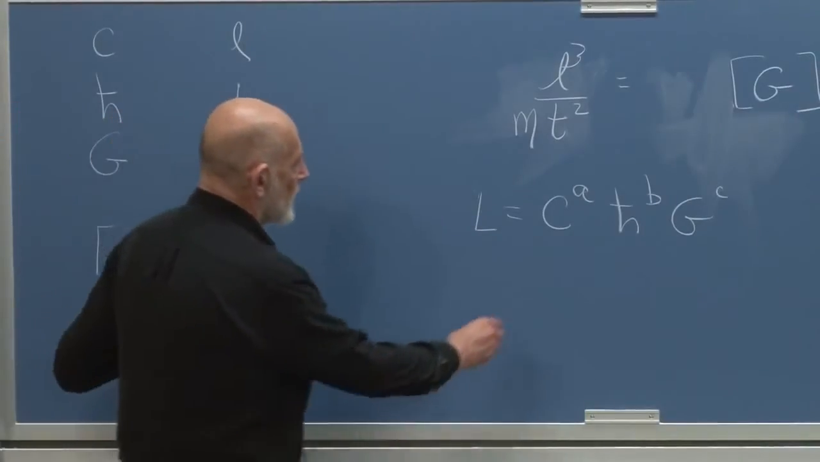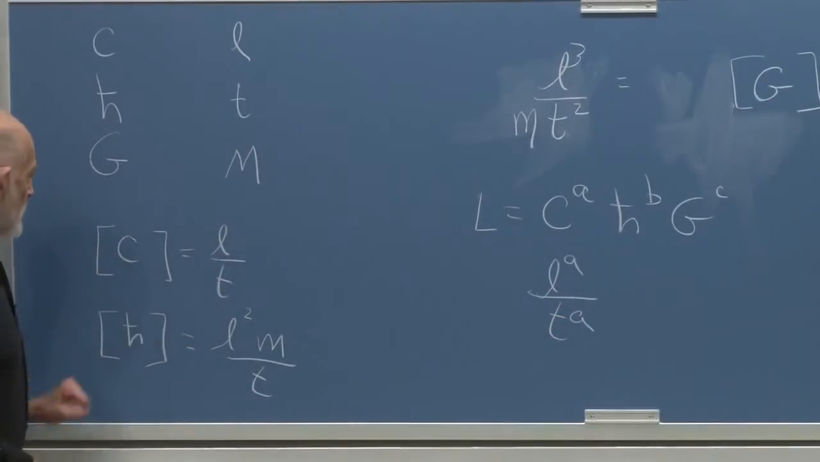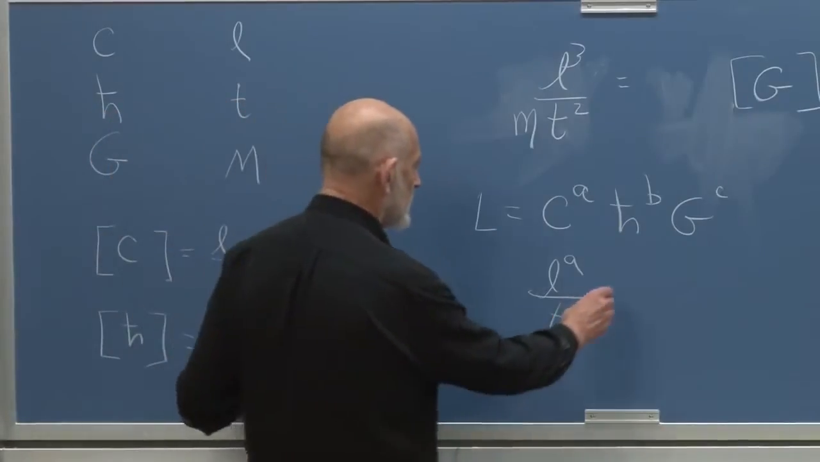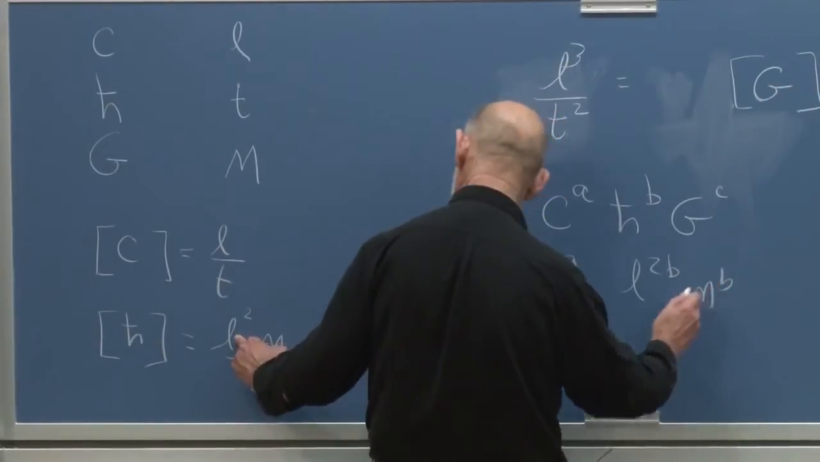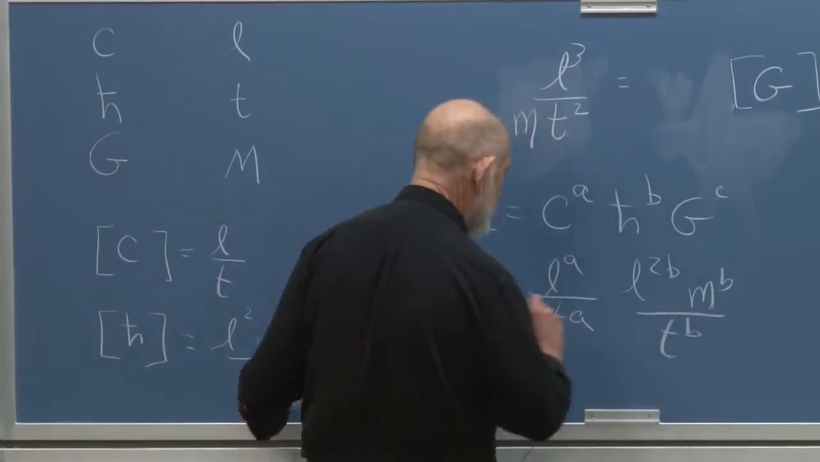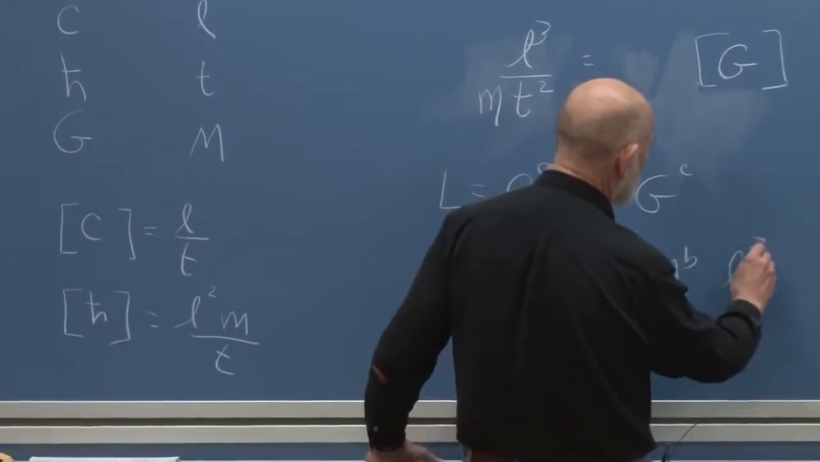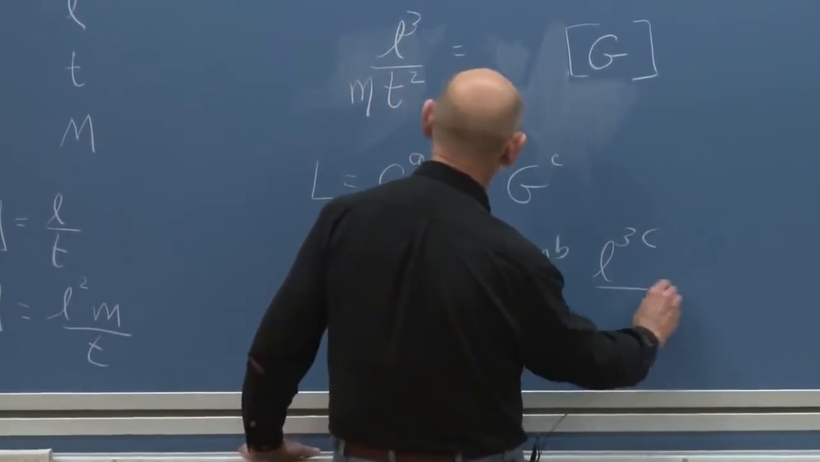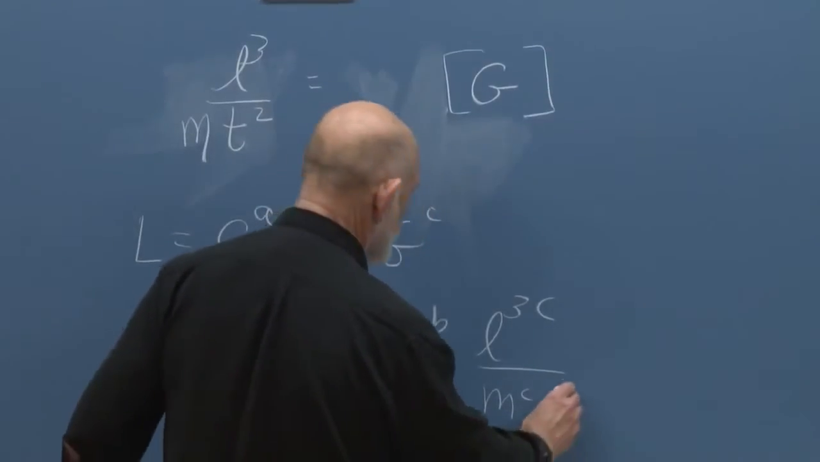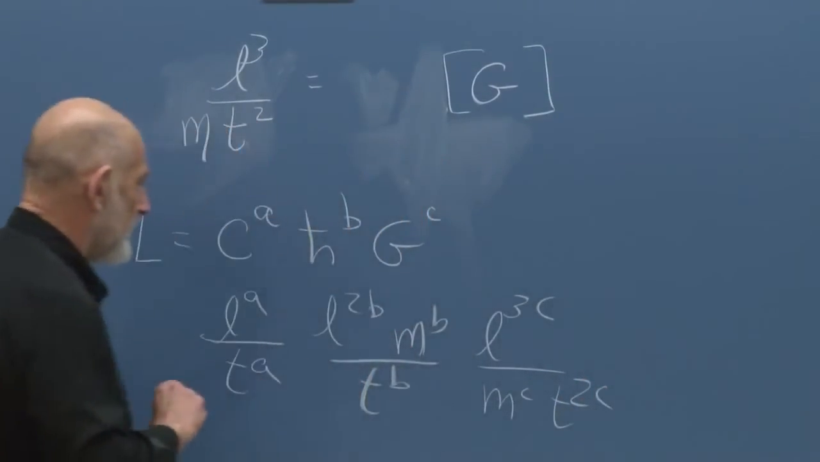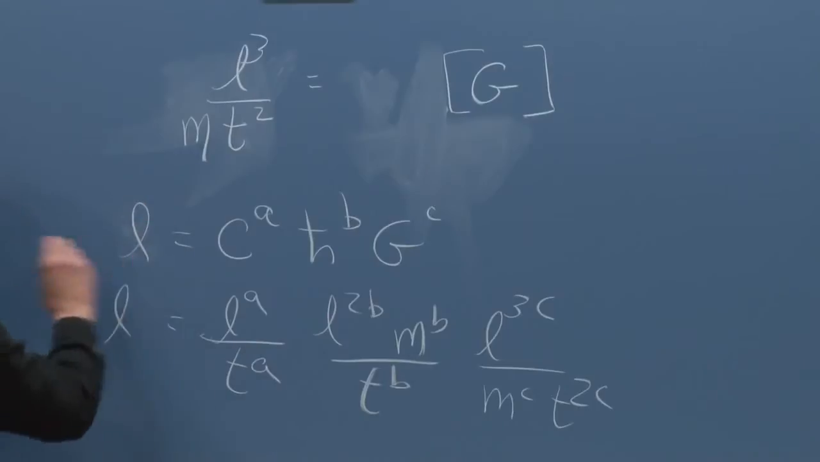C to the power A is a length to the power A divided by a time to the power A. H bar to the B is a length to the 2B, a mass to the B, and a time to the B. And finally, G to the C, that's length to the 3C divided by mass to the C divided by time to the 2C. Right. And this whole has to work out to be a length. Okay, I used capital L here. I should have used small l.